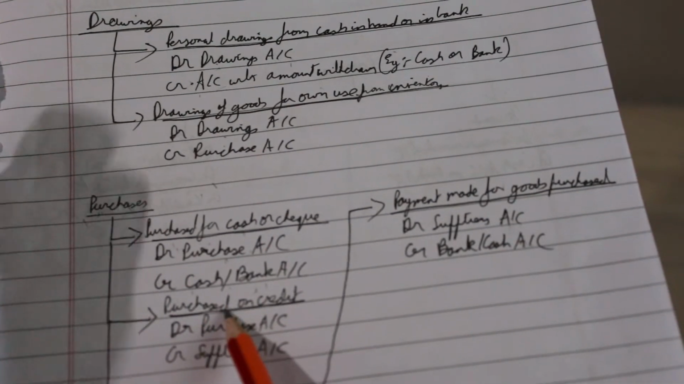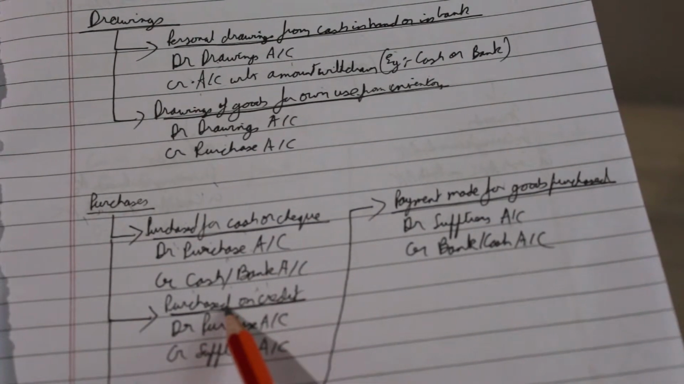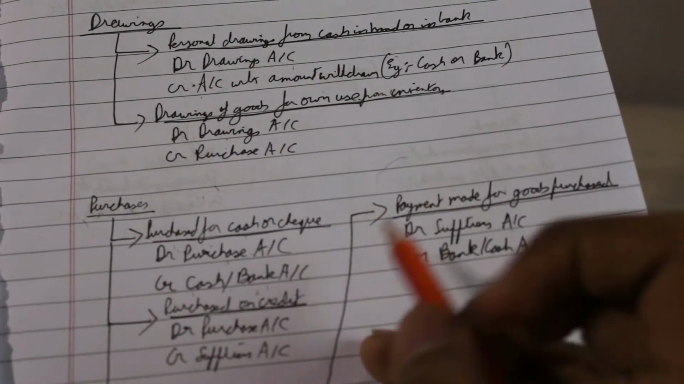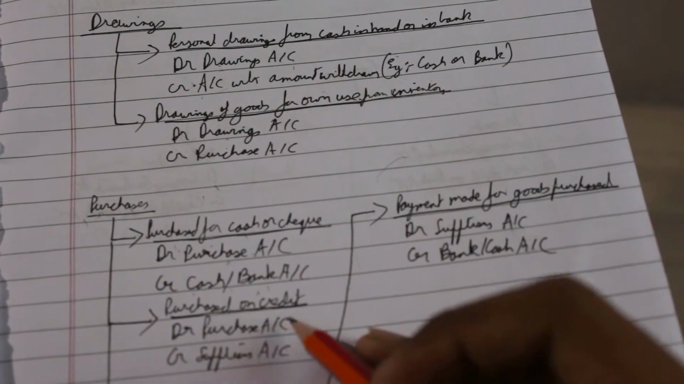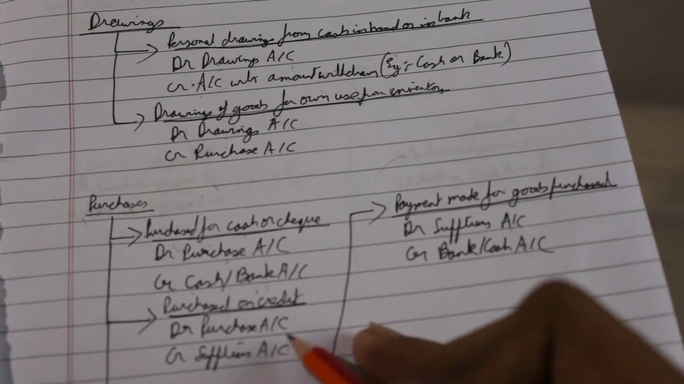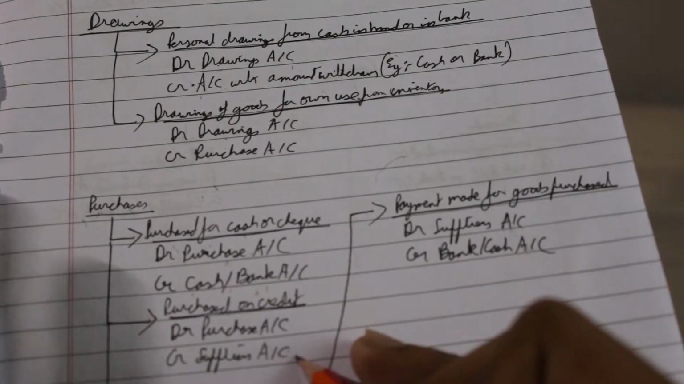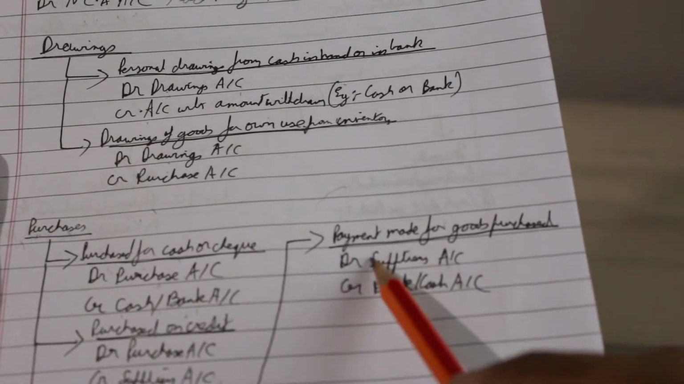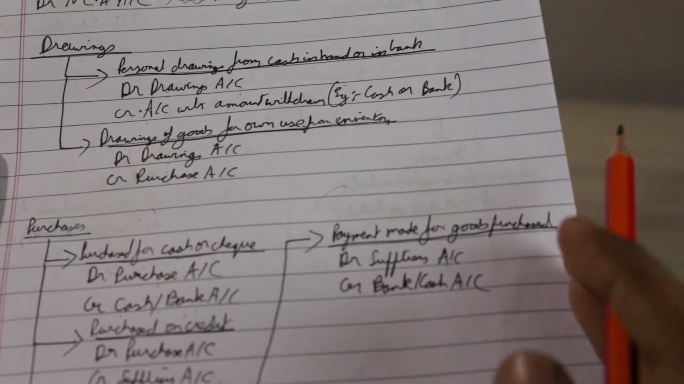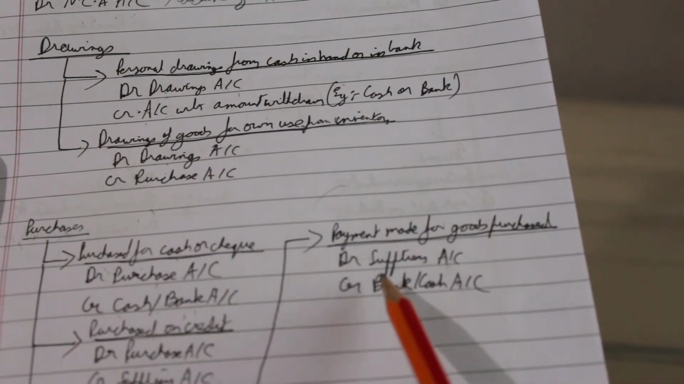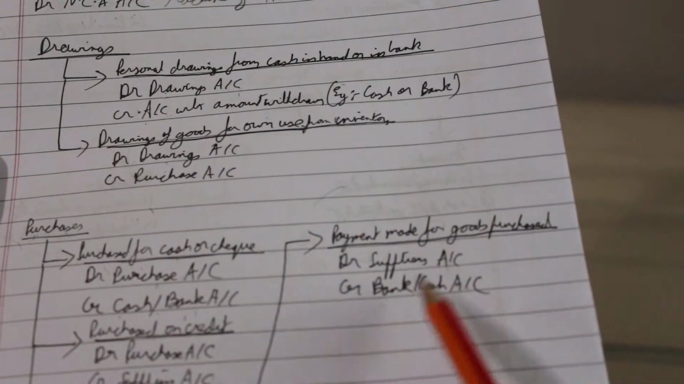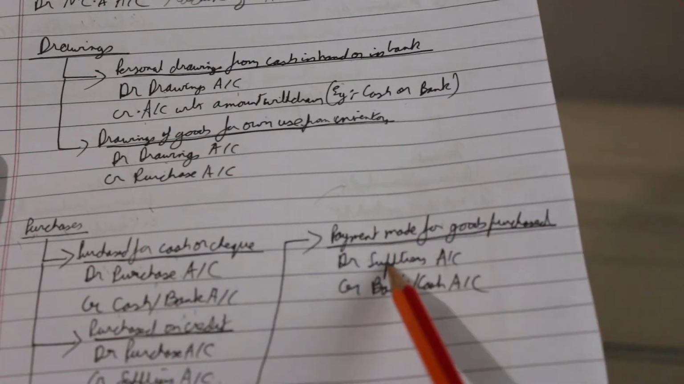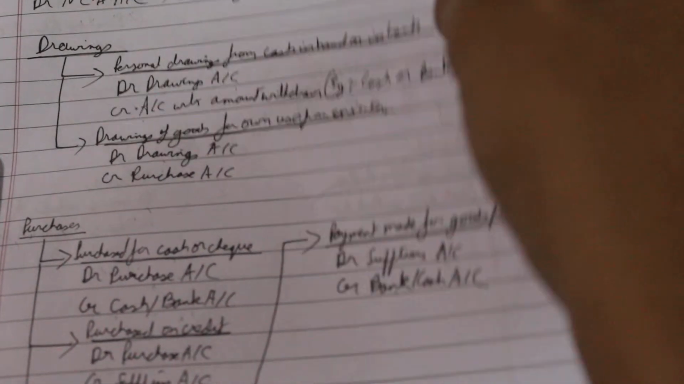The next possibility is when a business purchases goods on credit. When a business purchases goods on credit, the purchase account is debited and the supplier's account is credited. The last type of purchase is when the payment for the goods purchased on credit has been made. So to complete this double entry, the bank or cash account will be credited and the supplier's account will be debited.